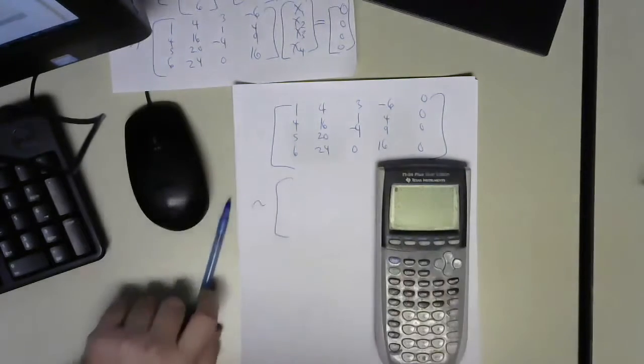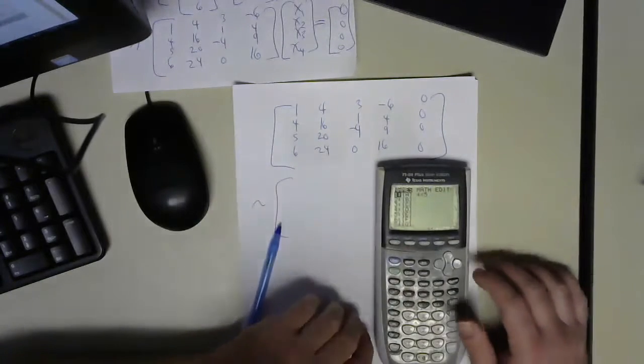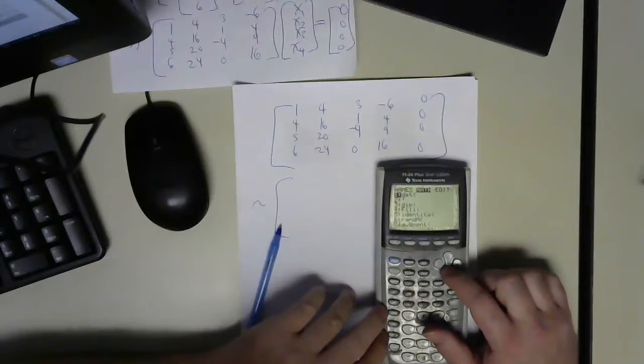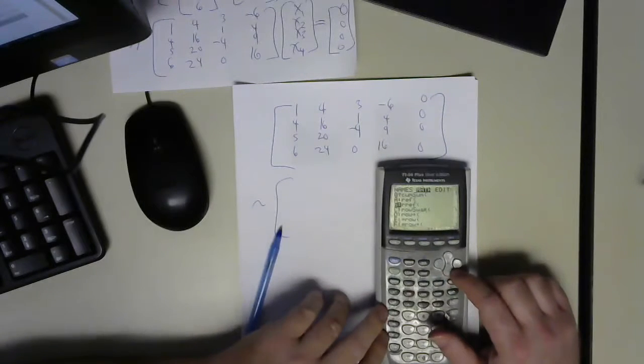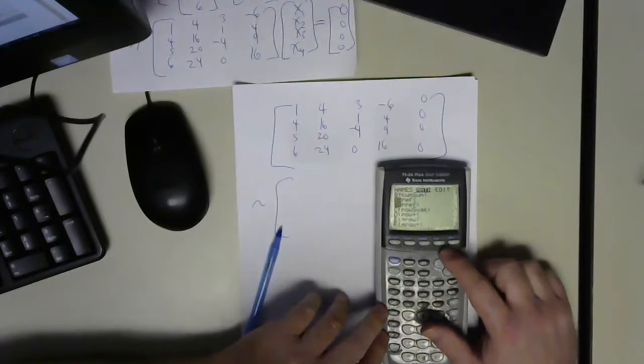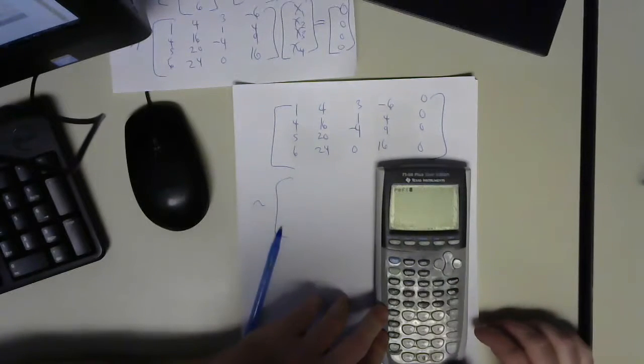And now I'll escape out of there because I want to go back to matrix. And then we'll go over to math. That's where you do calculations. And scroll up to reduced row echelon form. And really, echelon form is probably enough. So I'm just going to choose reduced echelon form.